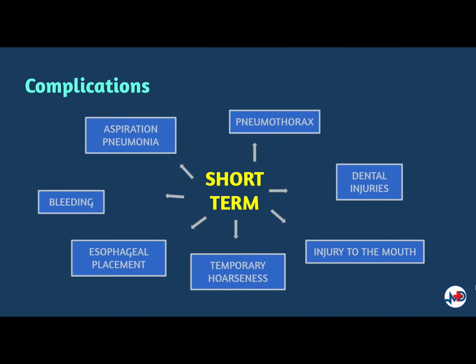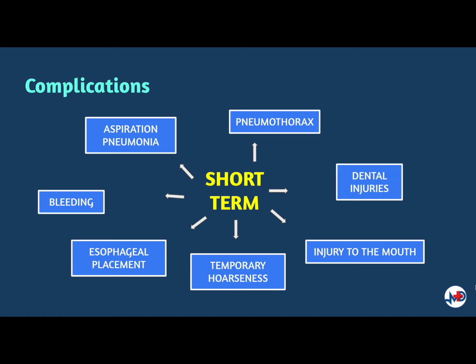There are both short-term and long-term risks and complications associated with endotracheal tube placement. As for short-term complications, these may include esophageal placement of the tube, which is one of the most serious complications and is improper placement of the endotracheal tube into the esophagus. If this goes unnoticed, the lack of oxygen to the body could result in brain damage, cardiac arrest, and death.